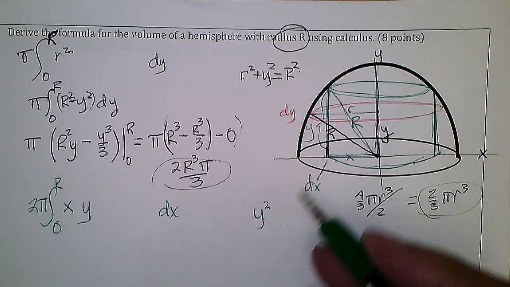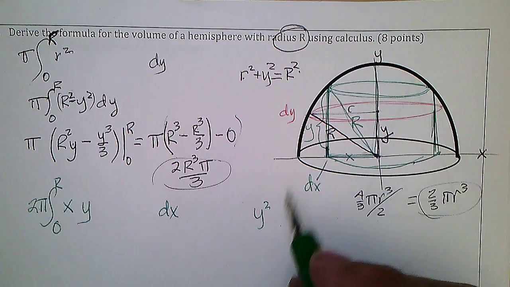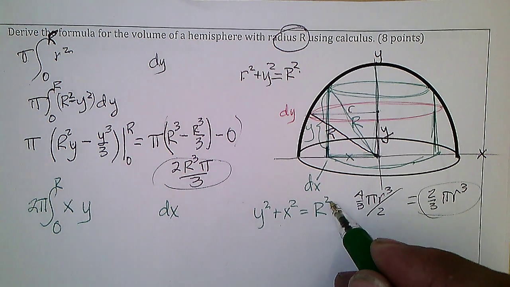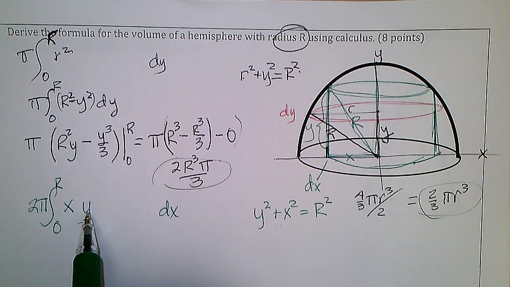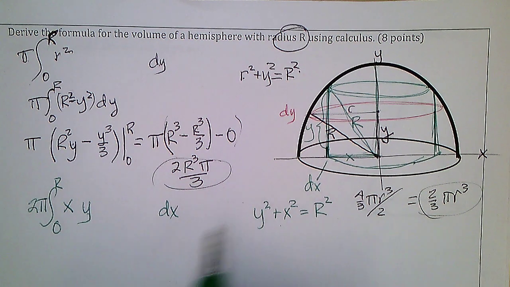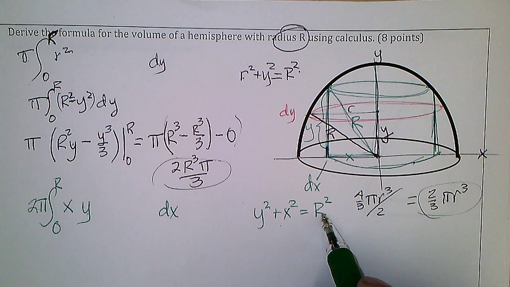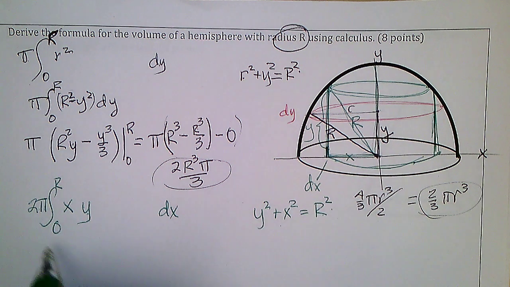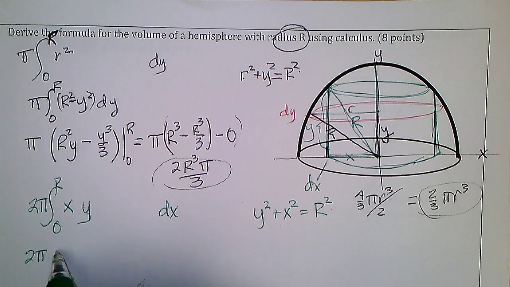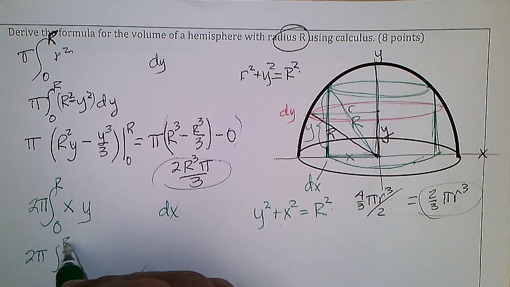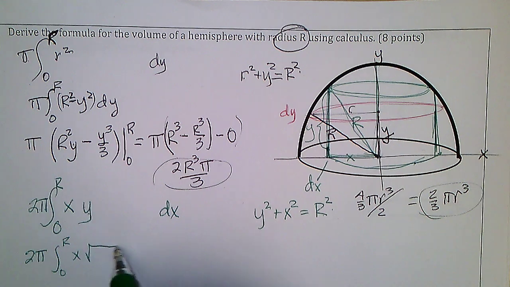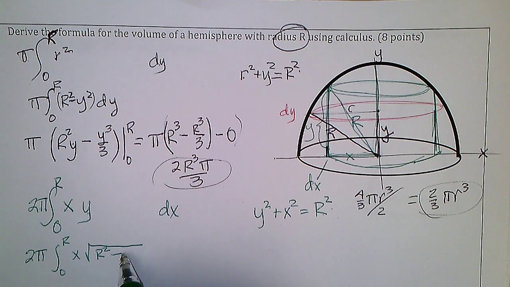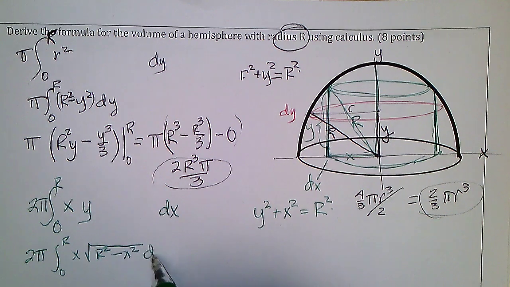Okay, so I've got to figure this out. This is y squared plus x squared equals capital R squared. So I've got to replace y with the square root of capital R squared minus x squared. So it's 2 pi, integral from 0 to R, of x times the square root of capital R squared minus x squared dx.